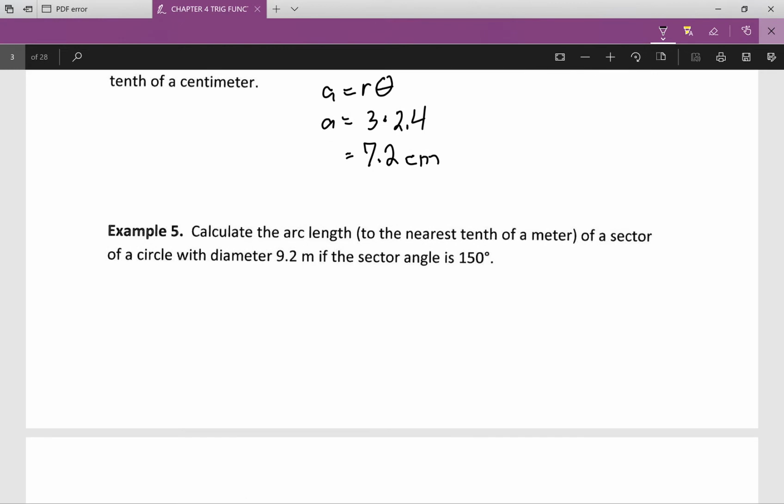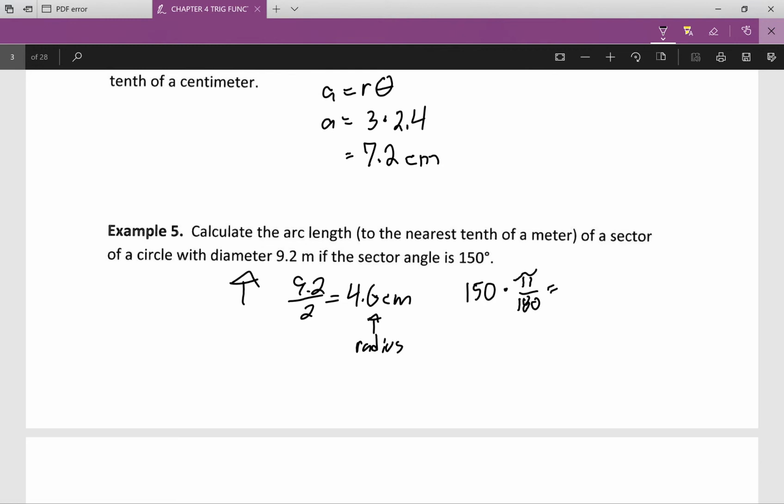Calculate the arc length, to the nearest tenth of a meter, of a sector of a circle with diameter 9.2. Oh, diameter. So first I need to go 9.2 divided by 2, which equals 4.6 centimeters as my radius. And then the sector angle is 150 degrees. But again, very important for arc length, I need to convert this into radians.